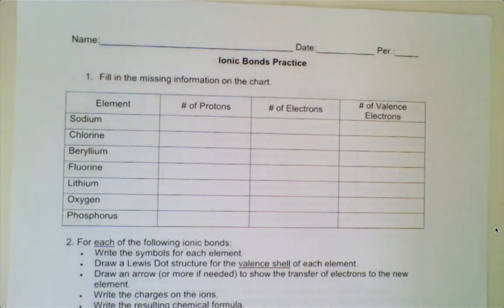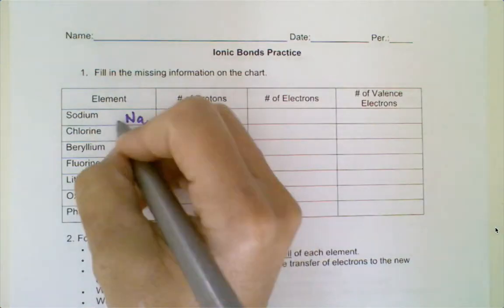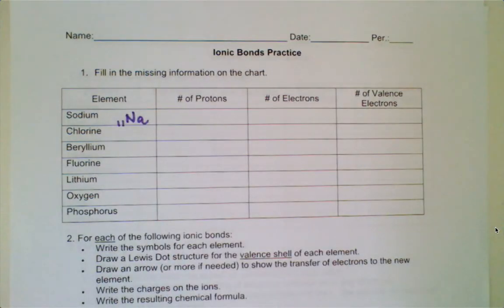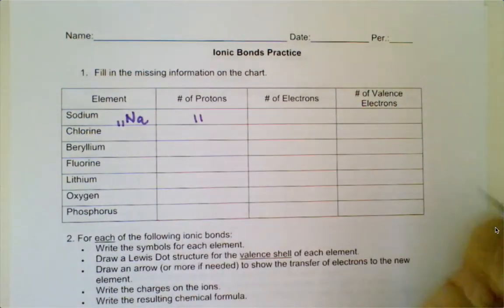So what you want to do for that is you want to look up the atomic number for sodium. The atomic number is 11. Remember, the atomic number tells you how many protons an element has and how many electrons it has. So it has 11 protons and 11 electrons.